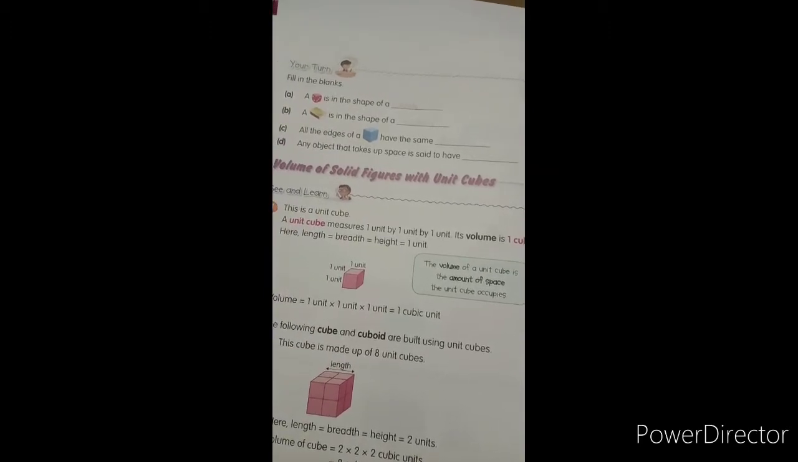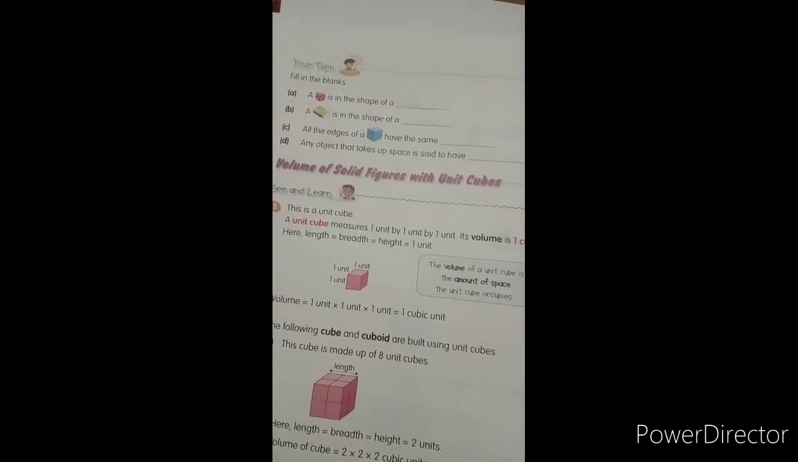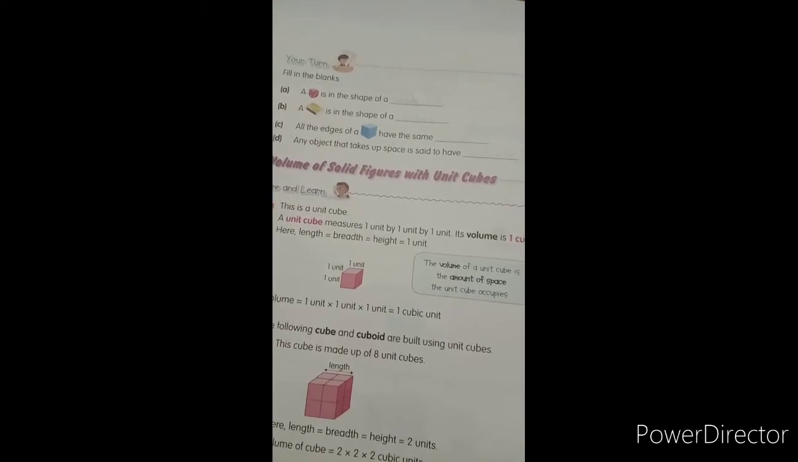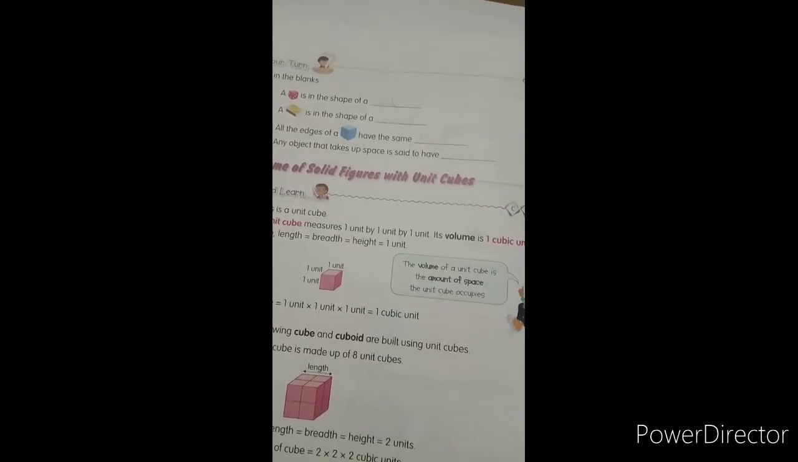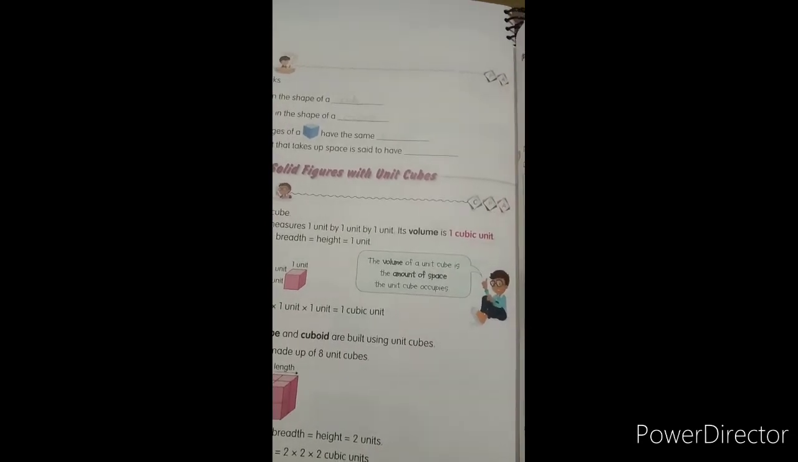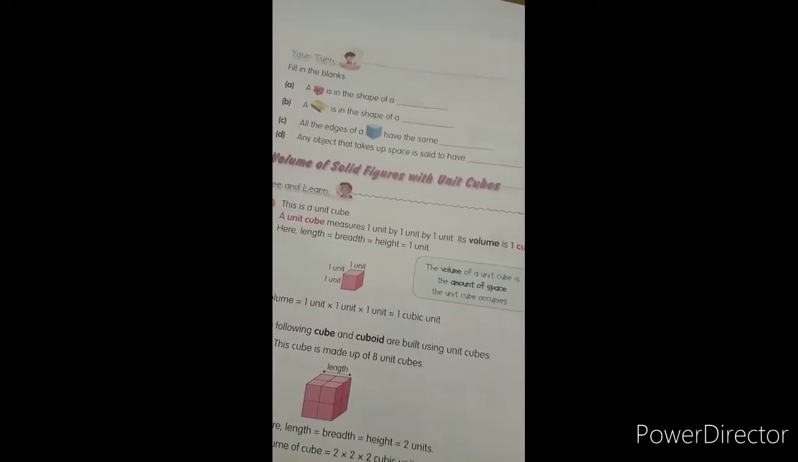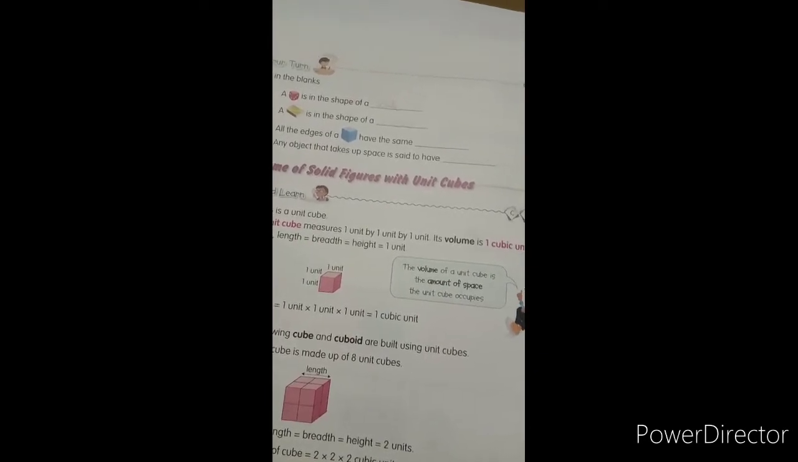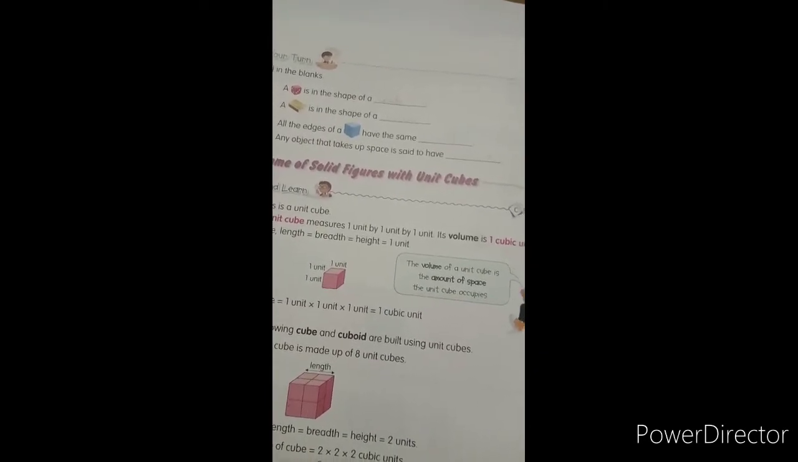The next topic is volume of solid figures with unit cubes. So the first one is, this is a unit cube. A unit cube measures 1 unit by 1 unit by 1 unit. Its volume is 1 cubic unit.